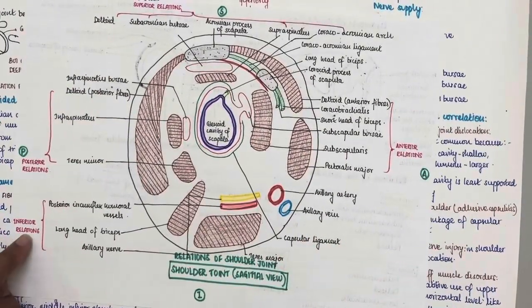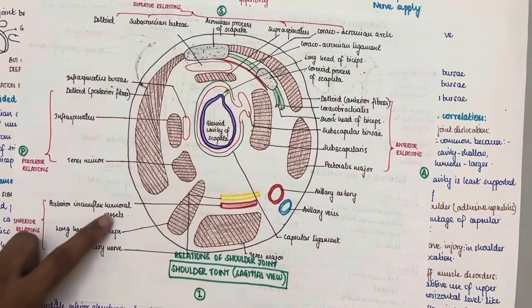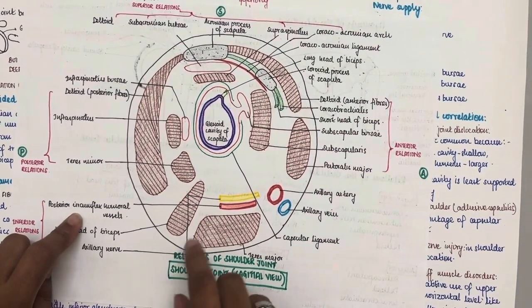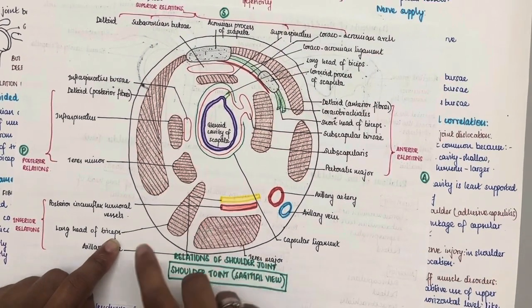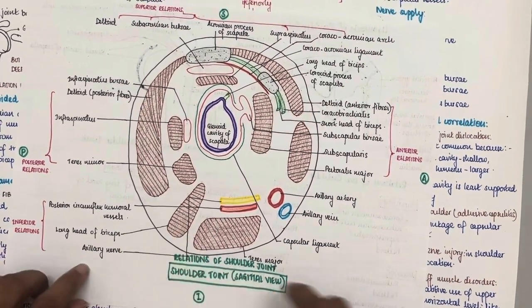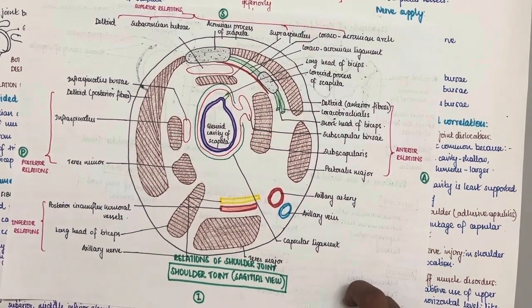Next, let us see the inferior relations. It is contributed by posterior circumflex humeral vessels, that is this one, and then long head of triceps, that is this one, and then axillary nerve, that is this one.